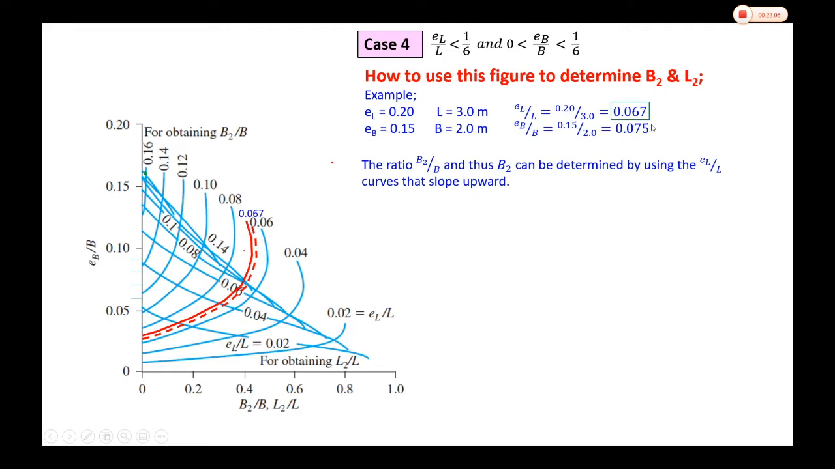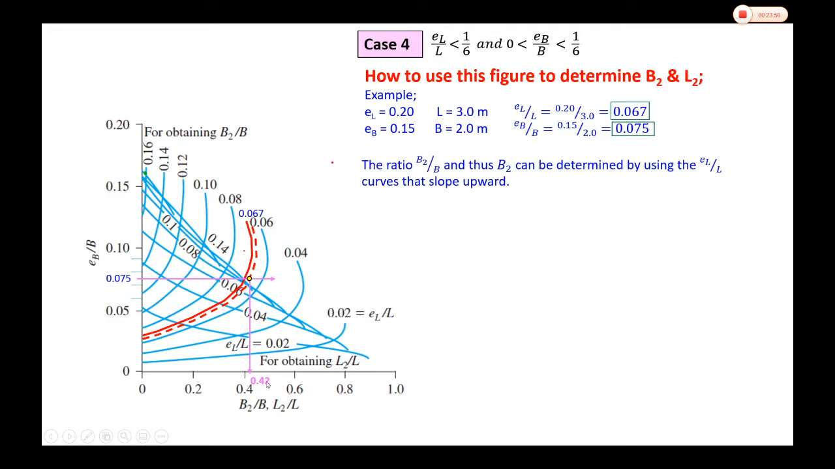Now you need to refer to the EB over B. EB over B is 0.075, on the y-axis. So roughly estimate, and make sure it's relevant. We have 0.05, 0.1 here, so this is where 0.075 is. Draw a horizontal line, as you can see here in pink color, and then look at the intersection point between the 0.067 and the 0.075. Going down, read through at the x-axis here.